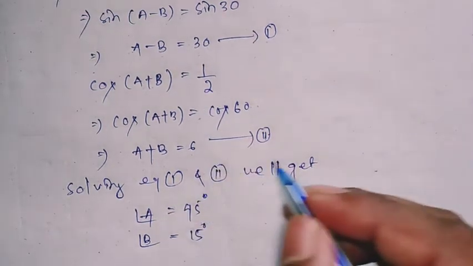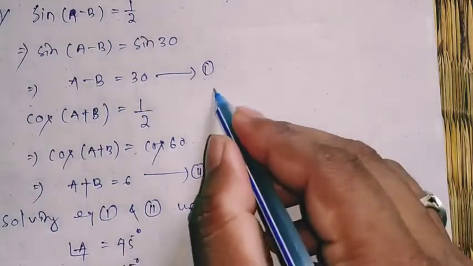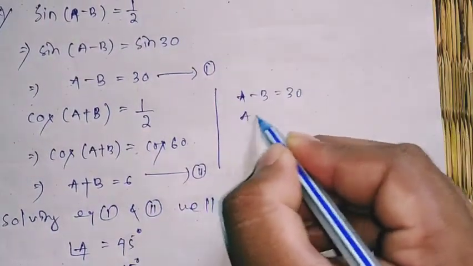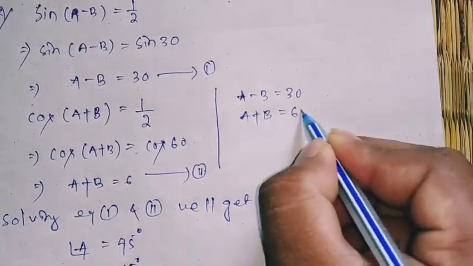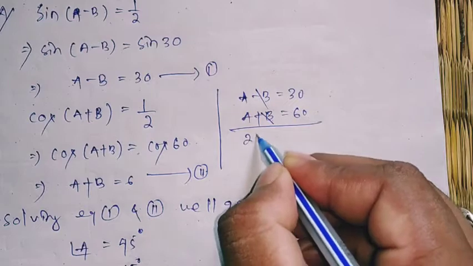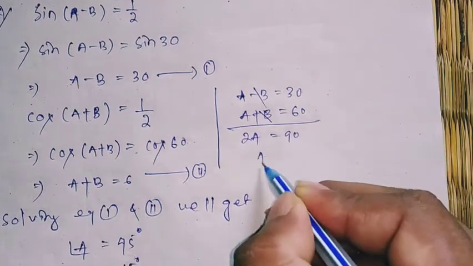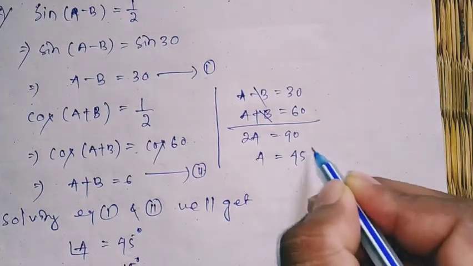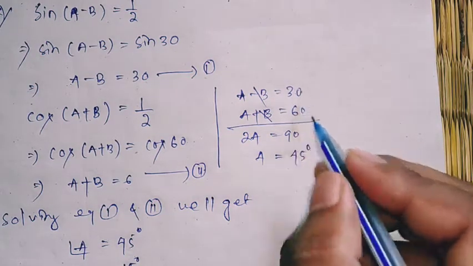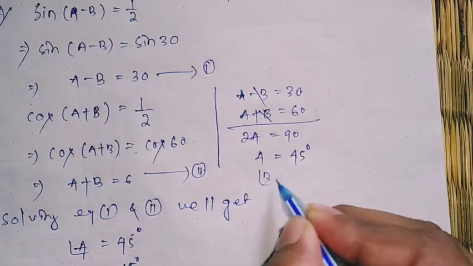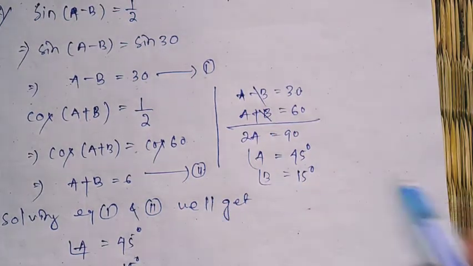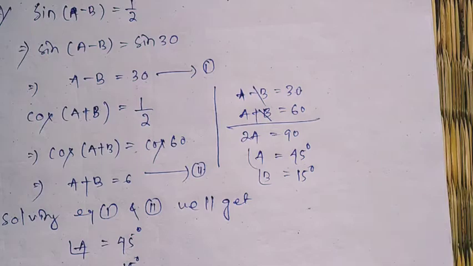So if you don't know how to solve these two equations, I will solve here. So A minus B is equal to 30, A plus B is equal to 60. So adding both these equations, B will be cancelled and 2A will be 90 and A will be your 45 degrees. Putting the value of A in this equation, we will get B angle will be your 15 degrees. Okay, so we'll go to the exercise.